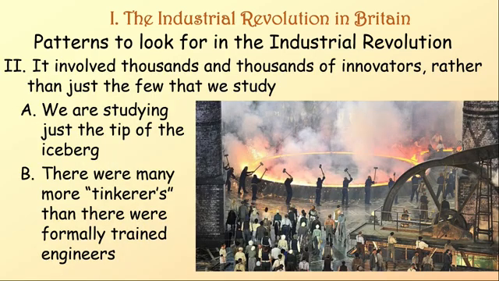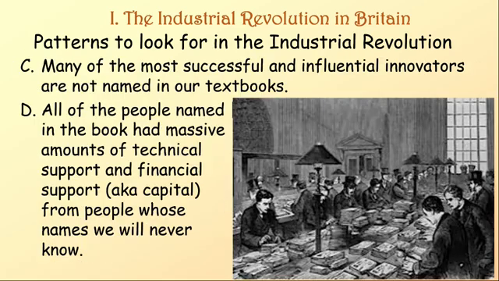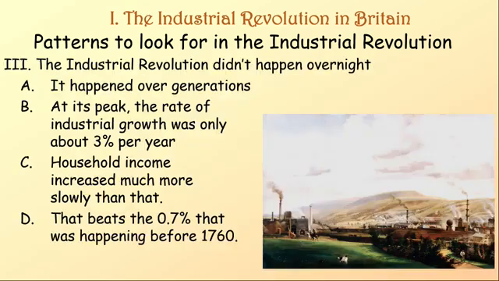Also, the Industrial Revolution involved thousands and thousands of innovators rather than just the few that we study. We're studying just the tip of the iceberg. And there were many more tinkerers than there were actually formally trained engineers in the Industrial Revolution. Many of the most successful and influential innovators are not named in our textbook. And all of the people named in our textbook had massive amounts of technical support and financial support, in other words, capital, from those people whose names we'll never know.